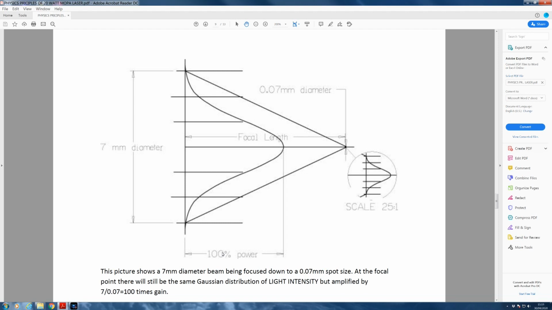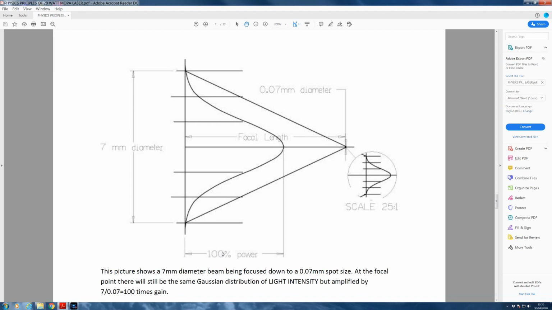So instead of using the absolute spot size as defined by JPT for this particular machine, I'm going to use a close equivalent, which is 0.07, 70 microns as opposed to 65 microns. And the reason for that is because it's a very nice factor of 7 millimeters. So what I've done, I've taken the light intensity from a 7 millimeter diameter beam and I've squashed it down to 0.07, as shown by the little picture on the right hand side there, which means I have now increased the intensity by a factor of 7 divided by 0.07, which is 100 times.